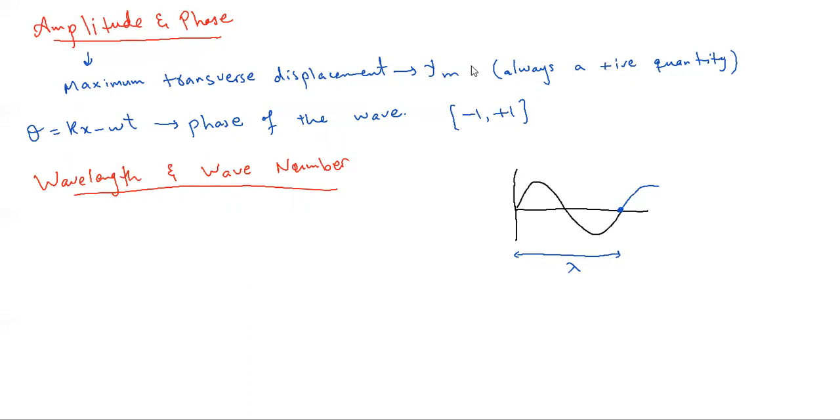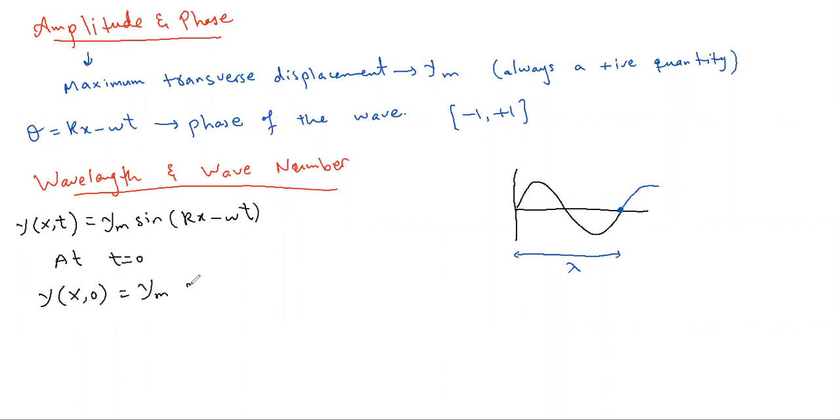So the equation of motion for a wave is y equals y_m sine(kx minus omega t). So at t equal to 0, remember, this is a function of x and t. So I can write this as y(x, 0) equals y_m sine of kx.